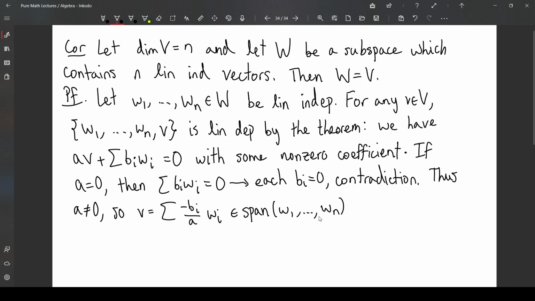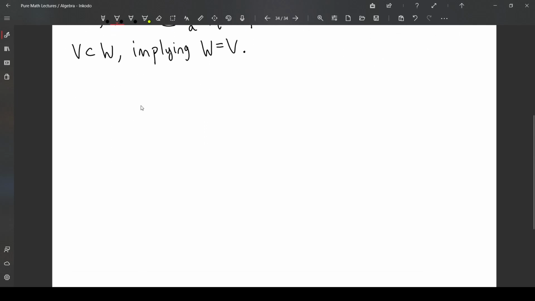Now the span of W1 through Wn, since these are elements of W, is surely a subspace of W. But little v is any element of our vector space V, so V is contained in W, but W is contained in V since it's a subspace, implying W equals V. Okay, so this is kind of a neat result.